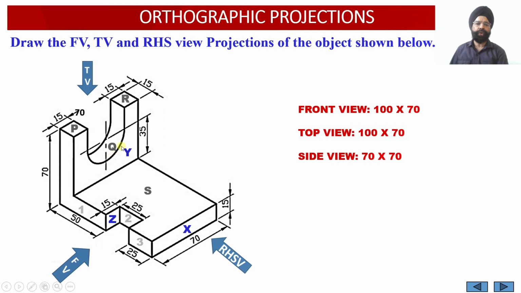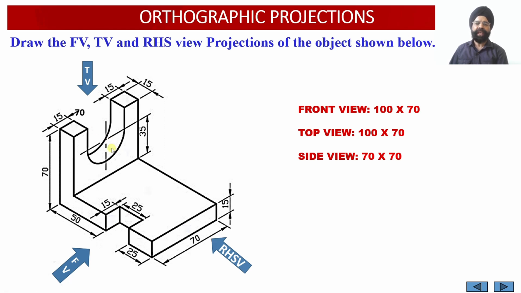So surface Q is a curved surface. Since it is a curved surface, we are not going to obtain the true shape of this curved surface Q onto the horizontal plane. So this surface Q will be represented as a rectangle in the top view, which will be the apparent shape of the surface Q.